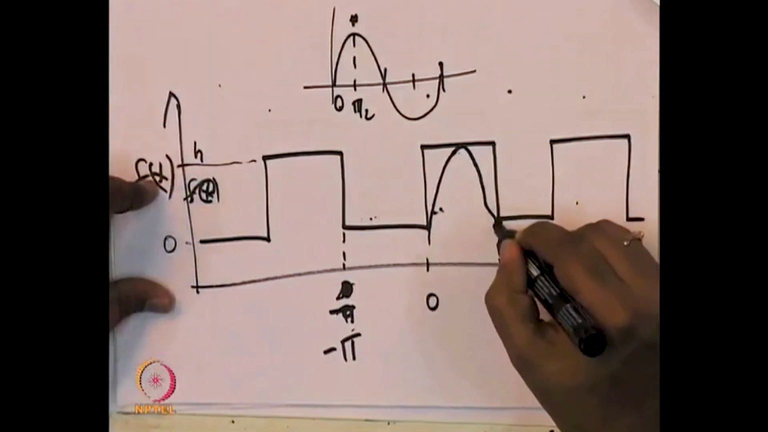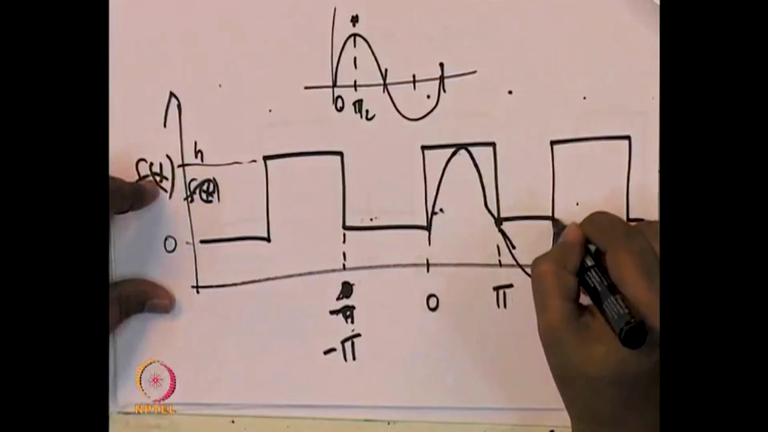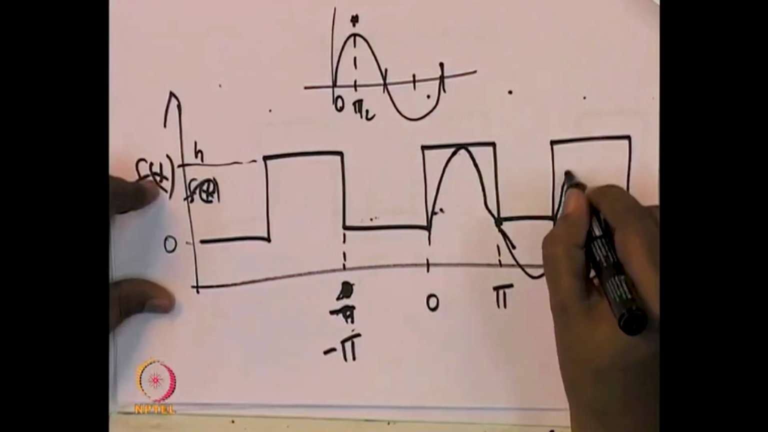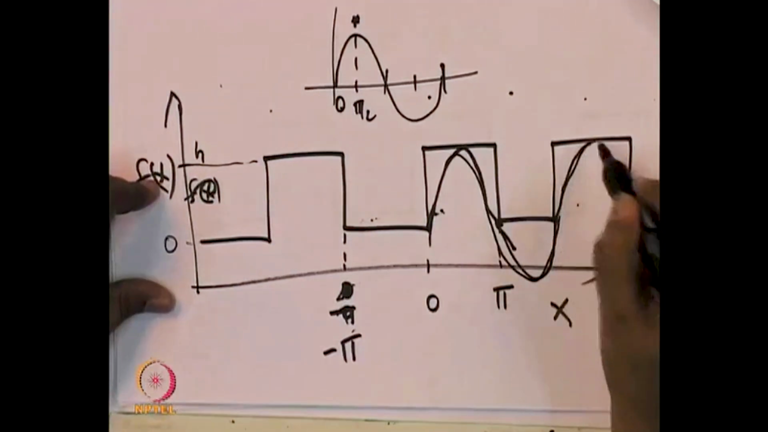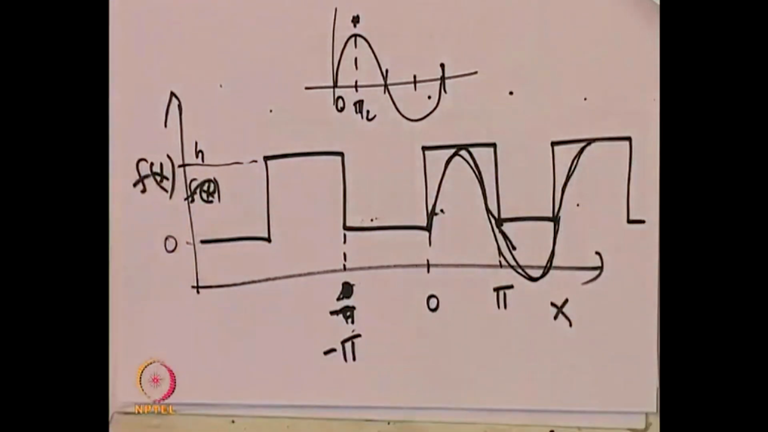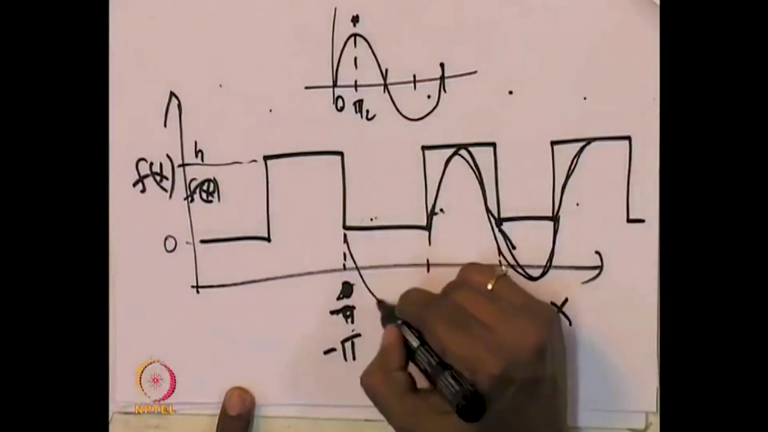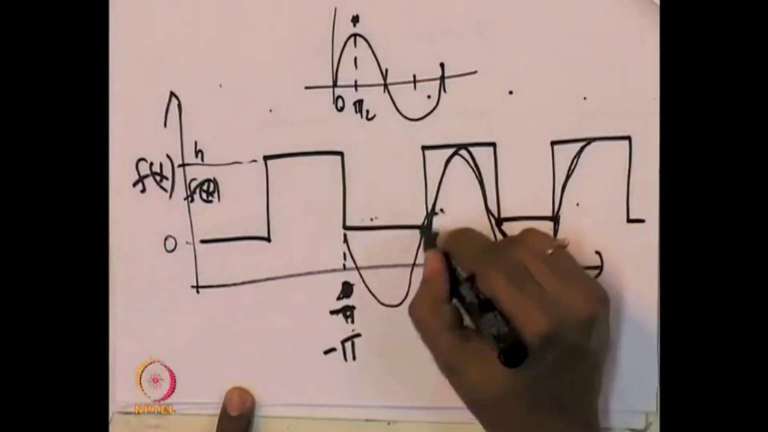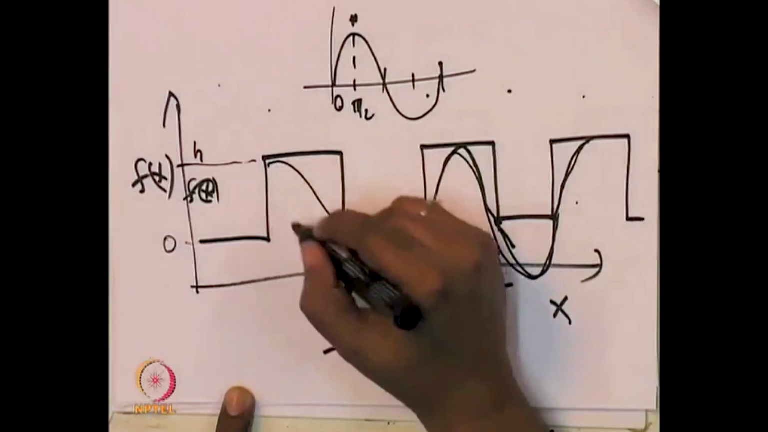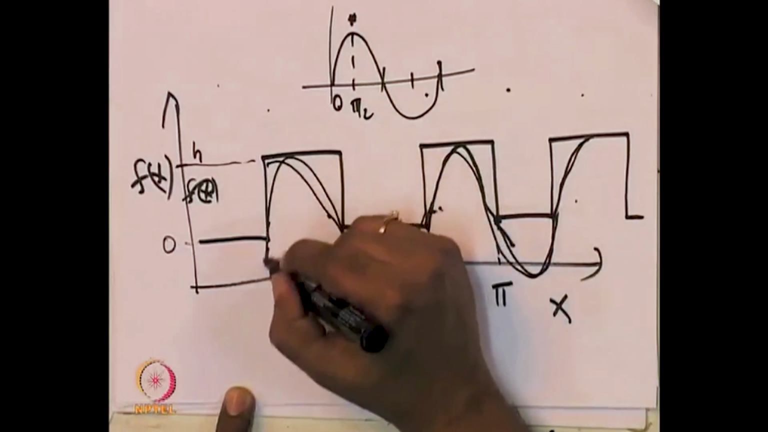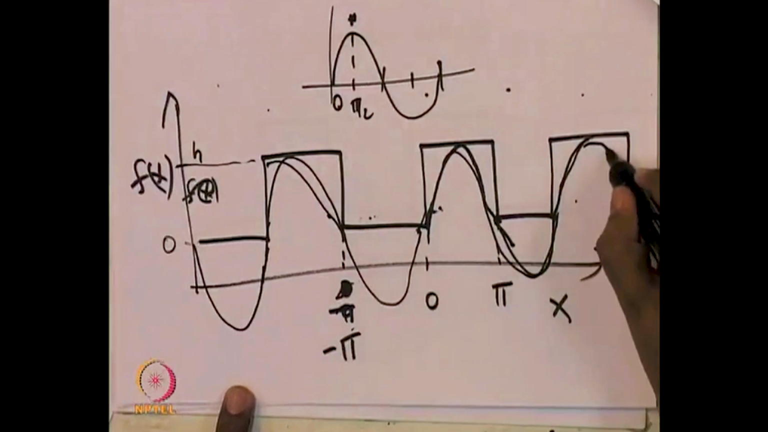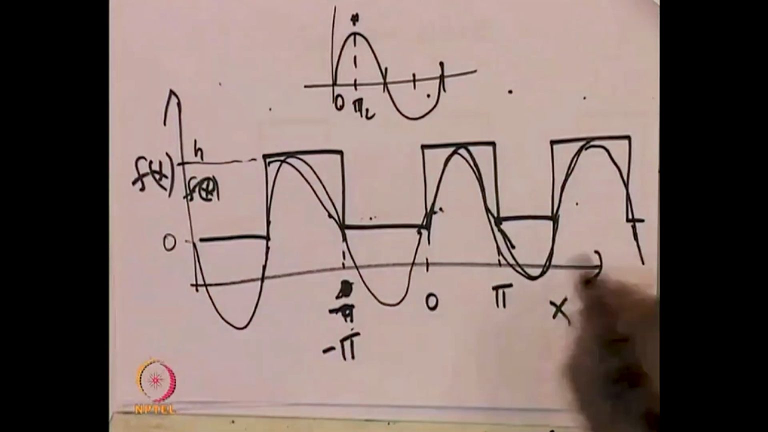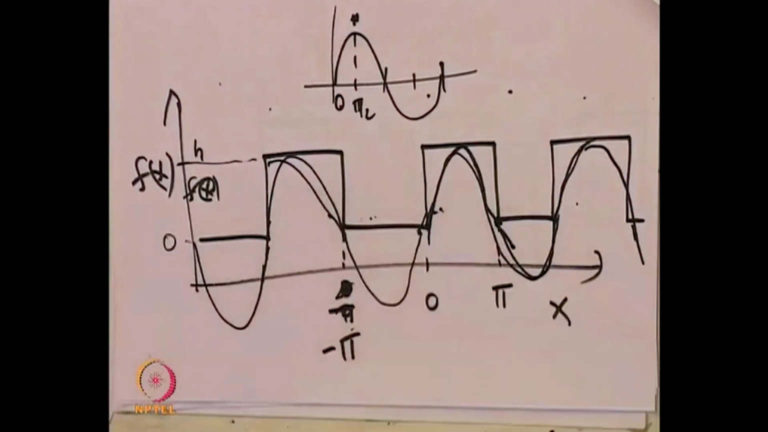And then it comes to minus 1 and comes back here and then goes like this. So, a typical sine curve will look like this. So, this will be very different from a square wave. A sine wave will look like this, and a square wave is very different.